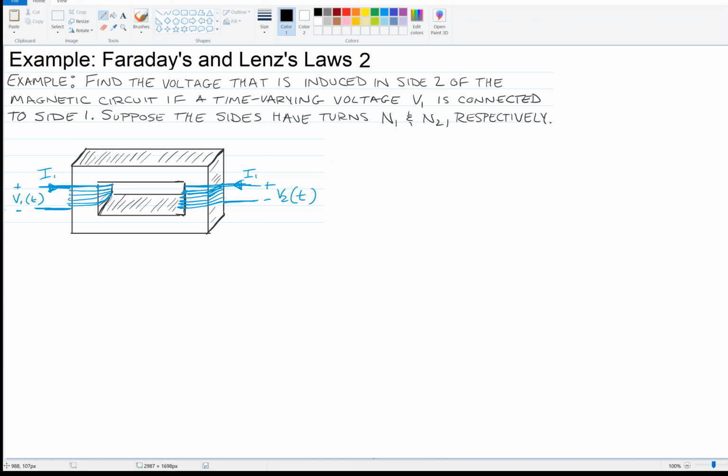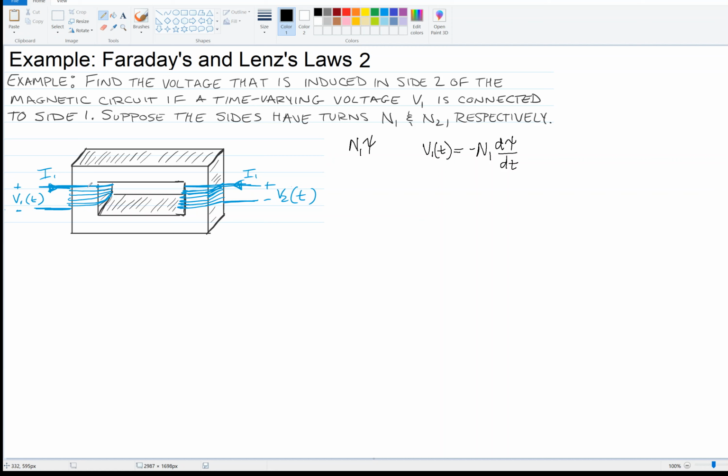Now, side 1 has this current that's going through each coil, I1, and that current produces a magnetic flux through each coil, psi. And so if there are N1 turns, then the total flux on side 1 is N1 times psi. And then according to Faraday's law, V1, that voltage, is negative N1 d psi dt, like that.